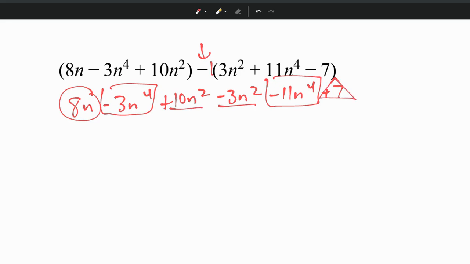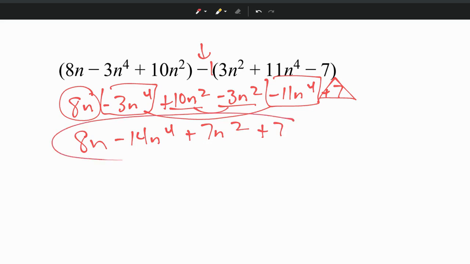So just kind of going in order here, we have 8n. We can combine those two, negative 3 and negative 11 give us negative 14n to the fourth. We can combine those two, 10 minus 3 gives us 7n squared, and then plus 7. And now when we finish, we should notice that there is nothing there that can be combined. We have an n to the fourth, an n squared, and a no variable. So nothing can be combined.